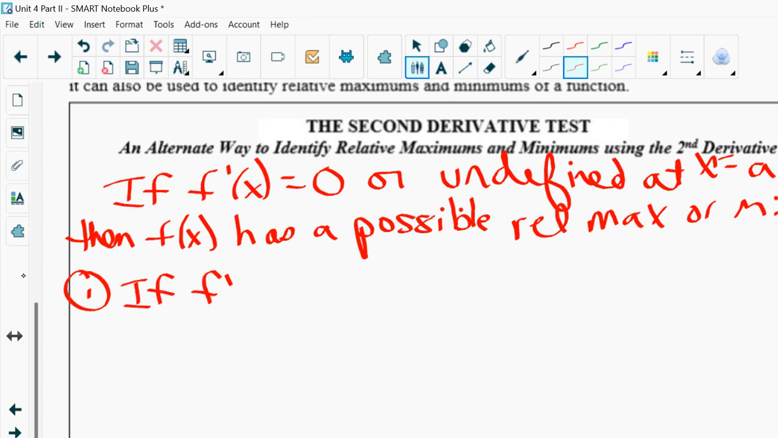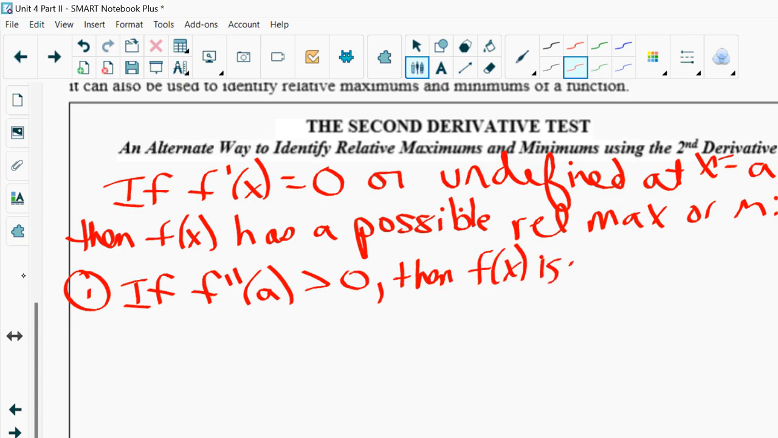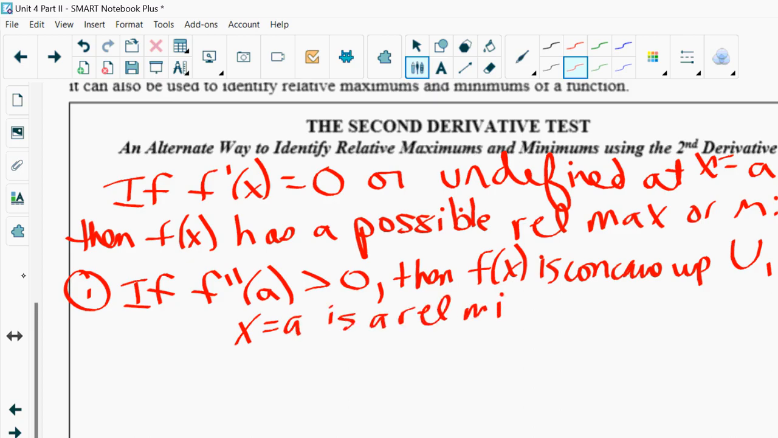So, one option. If f double prime of a is greater than 0, then we know f of x is concave up at that point. So if we know it's a relative max or min, and we know it's concave up, I'll draw a picture here, then we can say that x equals a is a relative min on f of x.